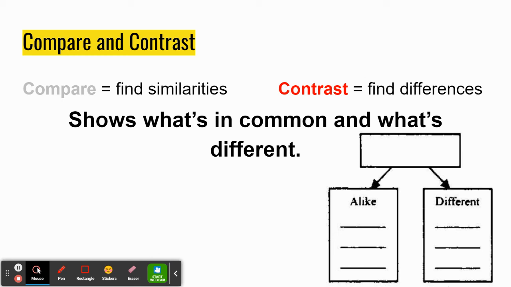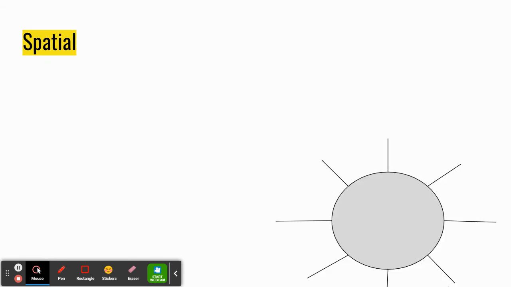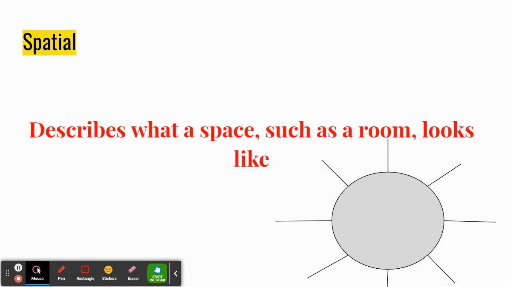Okay, very last one, and I already heard Dominic say it correctly. Nice job, because people always want to say it wrong. What is it, Dominic? Spatial. So spatial, think of the word space, describes what a space such as a room looks like.